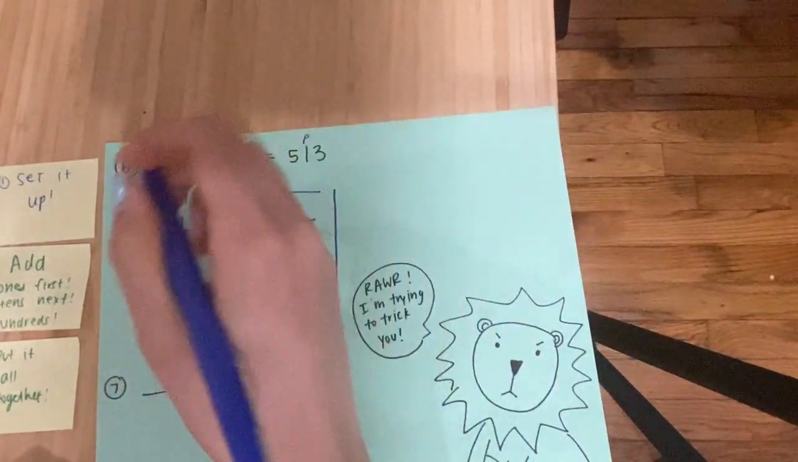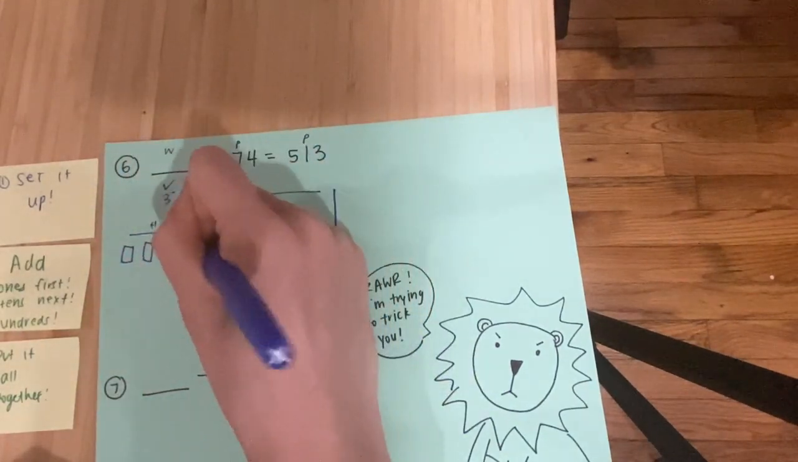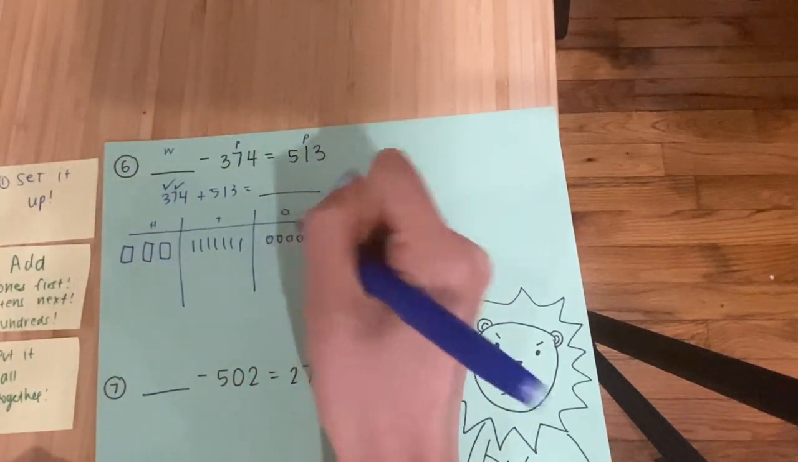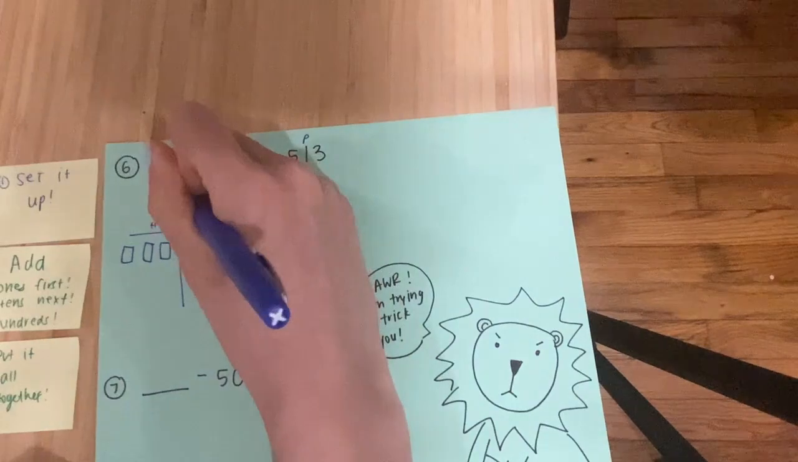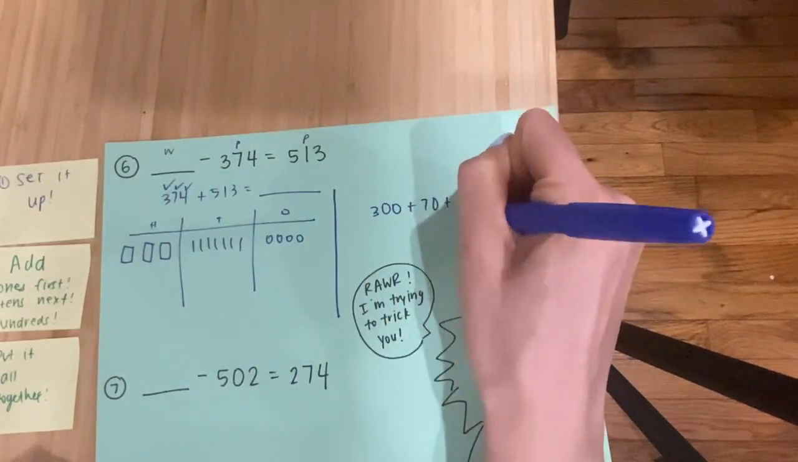So 374 is my first number. That's 3 hundredths. Check. 7 tenths. 1, 2, 3, 4, 5, 6, 7. Check. 4 ones. 1, 2, 3, 4. Let me write it over here. So that's, check, 300 plus 70 plus 4.